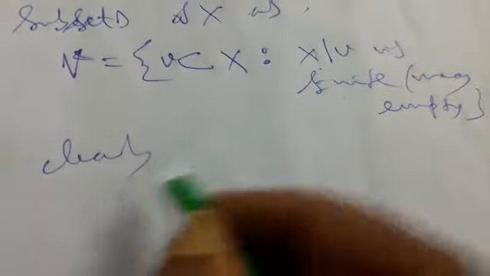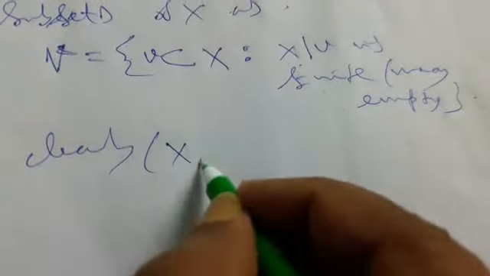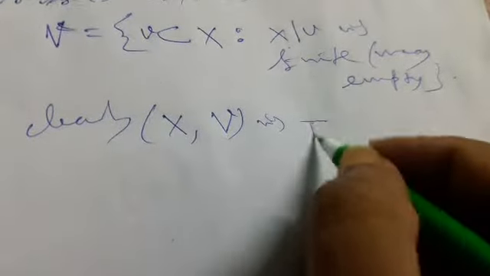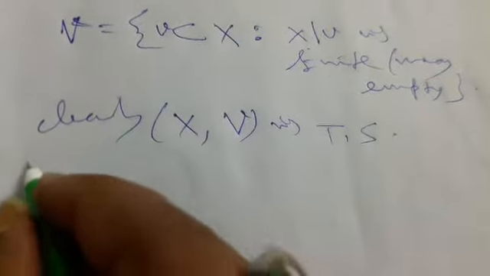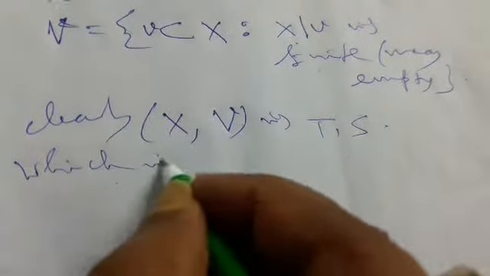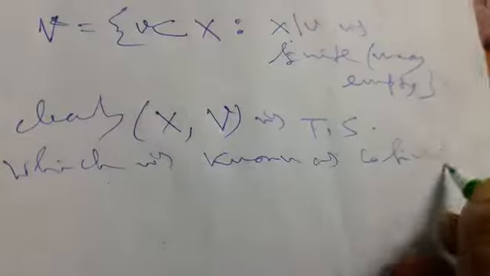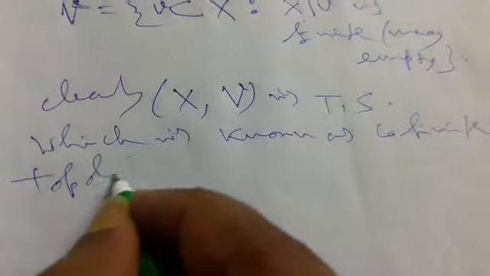Then it's clear that this X and this collection of V's form a topological space, which is known as the cofinite topology. It's clear, and we don't discuss how they form the topology, but here we discuss only that they form a T1 space.